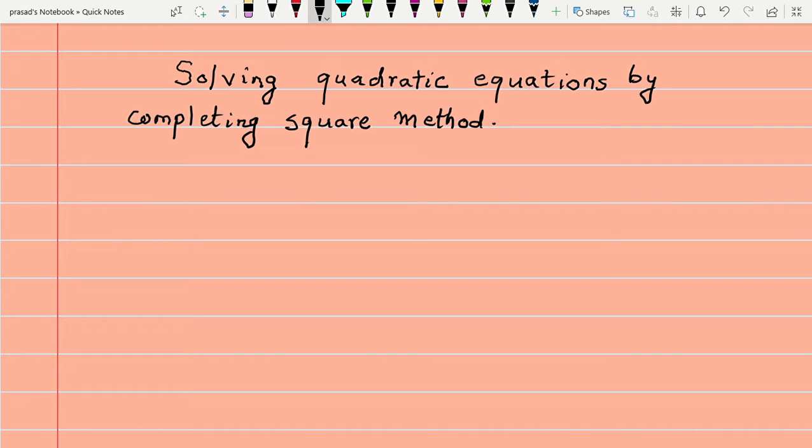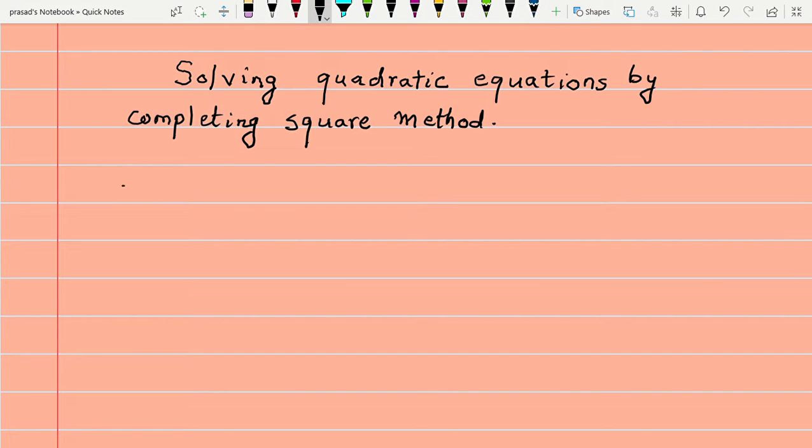Hello students, in our last class you had seen how to make a complete square of a quadratic expression. Today we'll see how to solve a quadratic equation by using the completing square method.